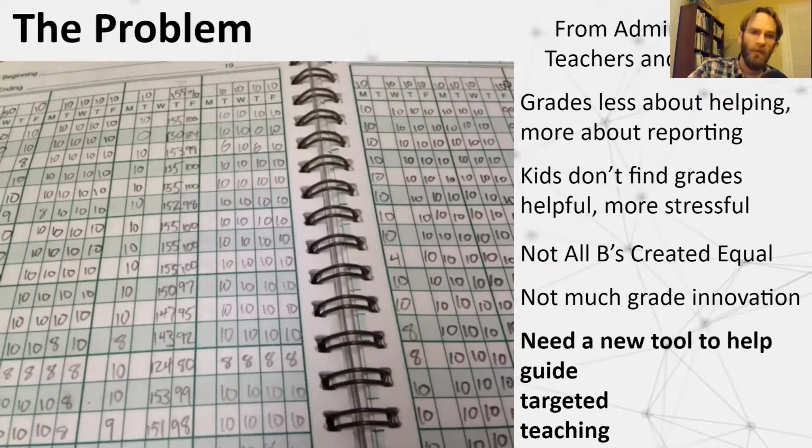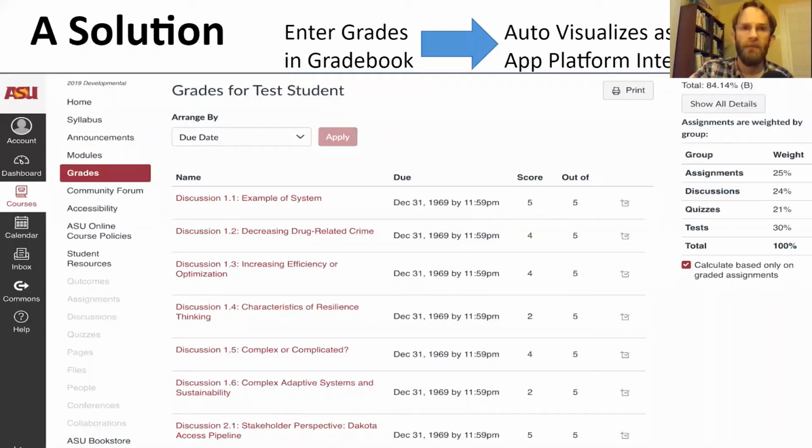Of course, one person's B is not the same as another person's B based off the hundreds of different things that were learned over the course of a year, and there really hasn't been much great innovation. So teachers are asking for a new tool to help guide better targeted teaching. And even in my classroom in Canvas, which is the learning management system at ASU, we still have gradebooks, albeit digital. So what we're proposing is an application platform interface to better visualize and represent grades.